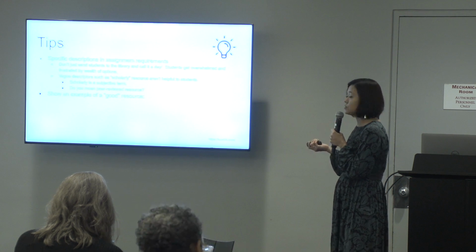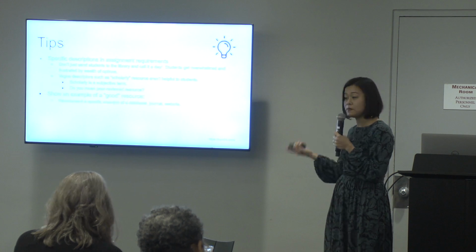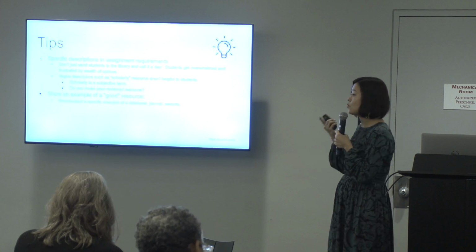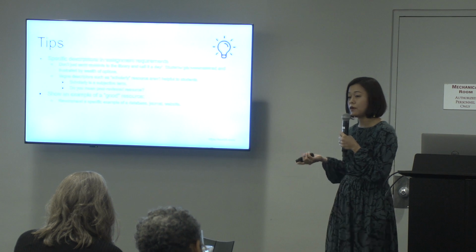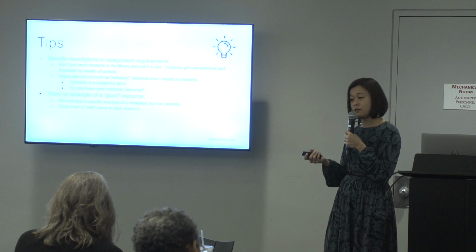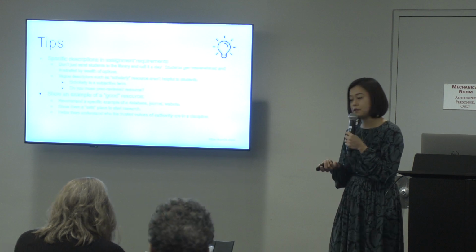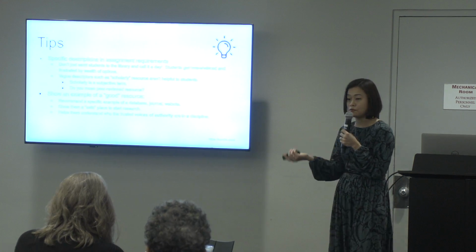One really good thing to do is to show an example of what you mean by a good resource. Recommend a specific database that you think is good for an assignment, or a journal that you think is relevant for your subject area, or a website that has good quality content. This gives them a safe place to start research, and it also shows them who the voices of authority are in a discipline. Authority is one of the things on the CRAP test, right?